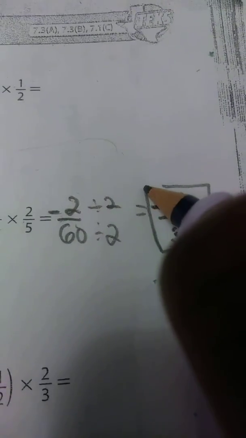What is the common factor between 2 and 60? 2. We can divide by 2 to reduce this fraction to a simpler form. Divide by 2, both numerator and denominator. So 2 divided by 2 is, don't forget your negative sign, it's -1, out of 60 divided by 2 is 30. So our final answer is -1 out of 30.